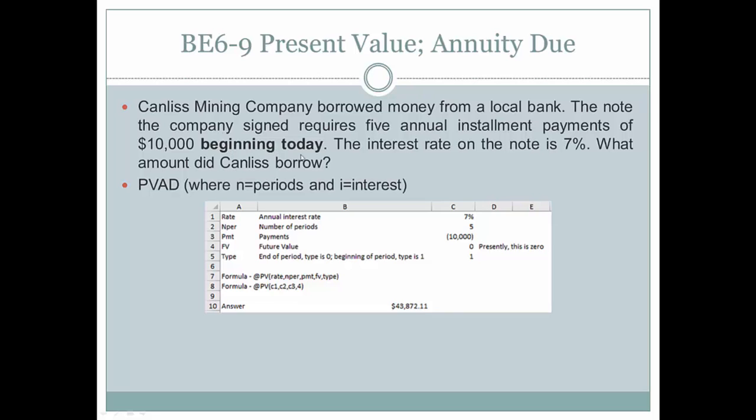Now they're doing the same thing, but now this is at the beginning of the period, so everything stays the same except we're going to change our type because this is an annuity due and it's at the beginning, so we'll change our type to the value of 1.